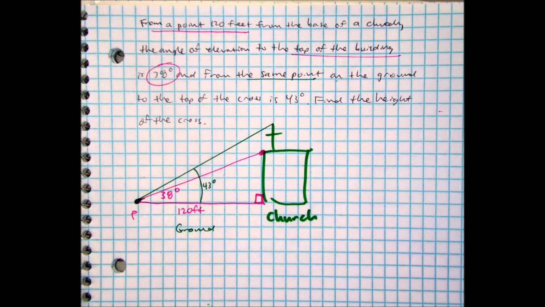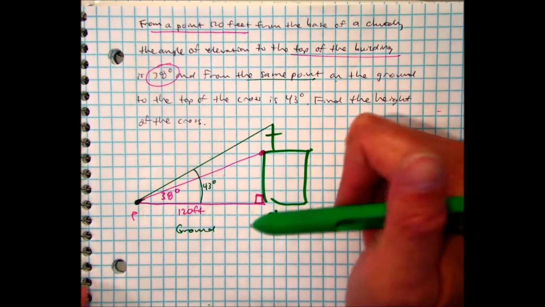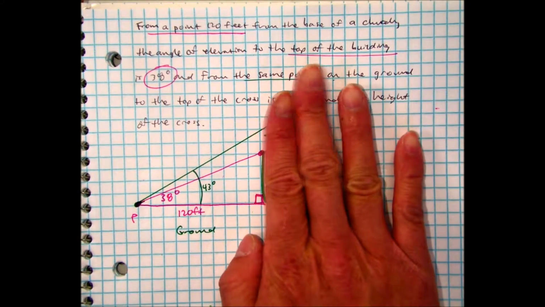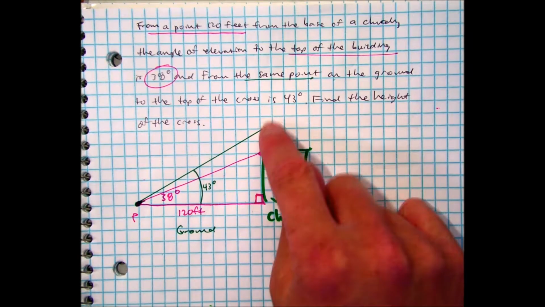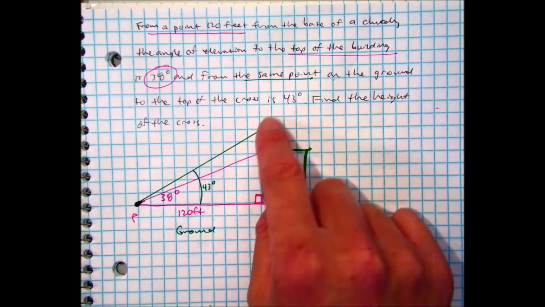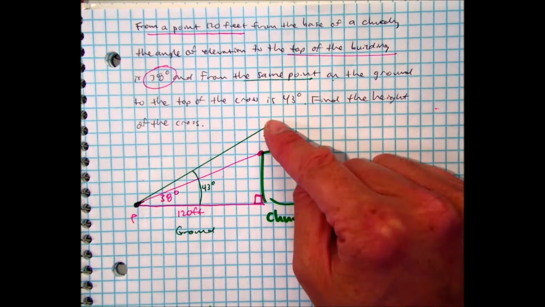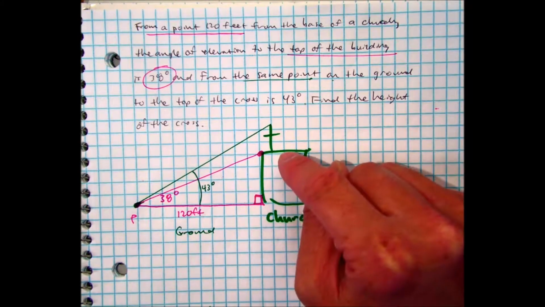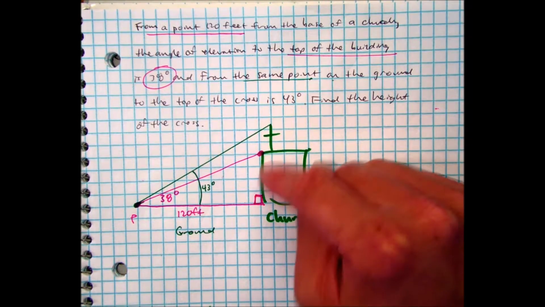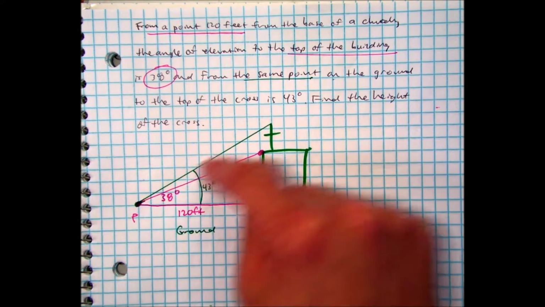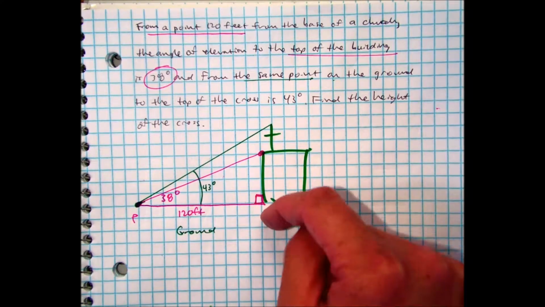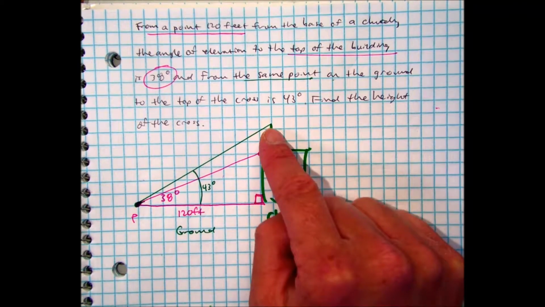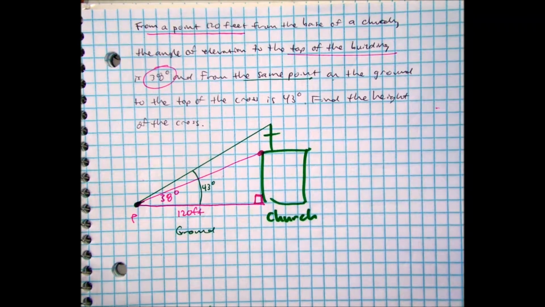And if you notice, I have two sets of triangles. I have the pink triangle, the smaller triangle, and I have the green one that'll be the bigger triangle. We actually need to find the height of both the cross and the building, because the big triangle gives the height of both, and if I subtract the building, I'll have the height of the cross. So the first thing I'm going to do is find the height of the building.